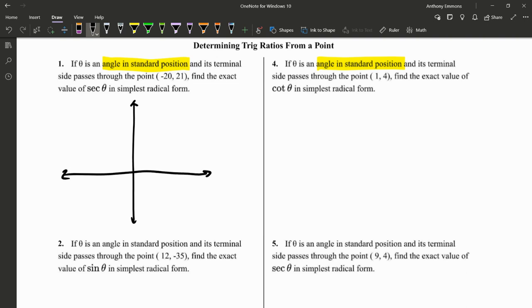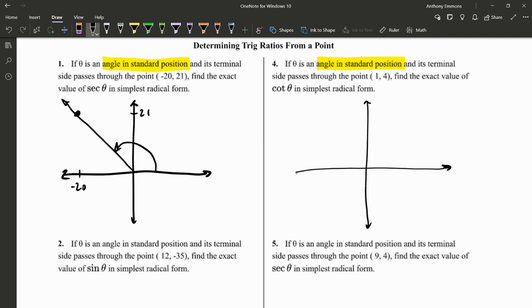So they say the point -20, 21. It doesn't need to be exact, but -20, 21, something to that effect. So we have a point over here. The angle in standard position, what they're talking about is essentially that angle, and it passes through the point -20, 21. They want to find the exact value of secant theta. The question is going to be where is theta? So let's try to answer that looking at a couple more.